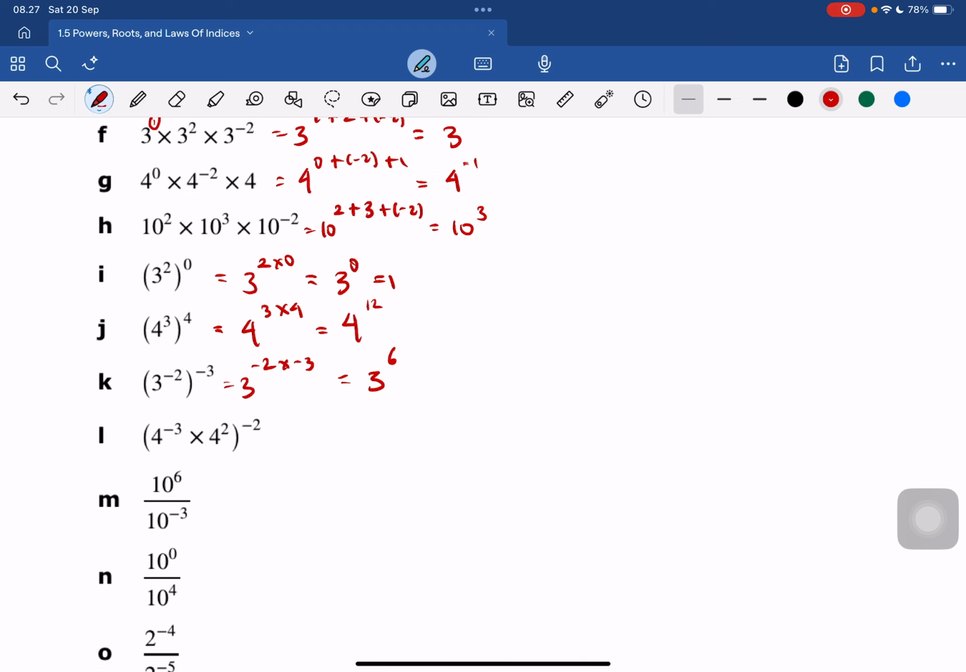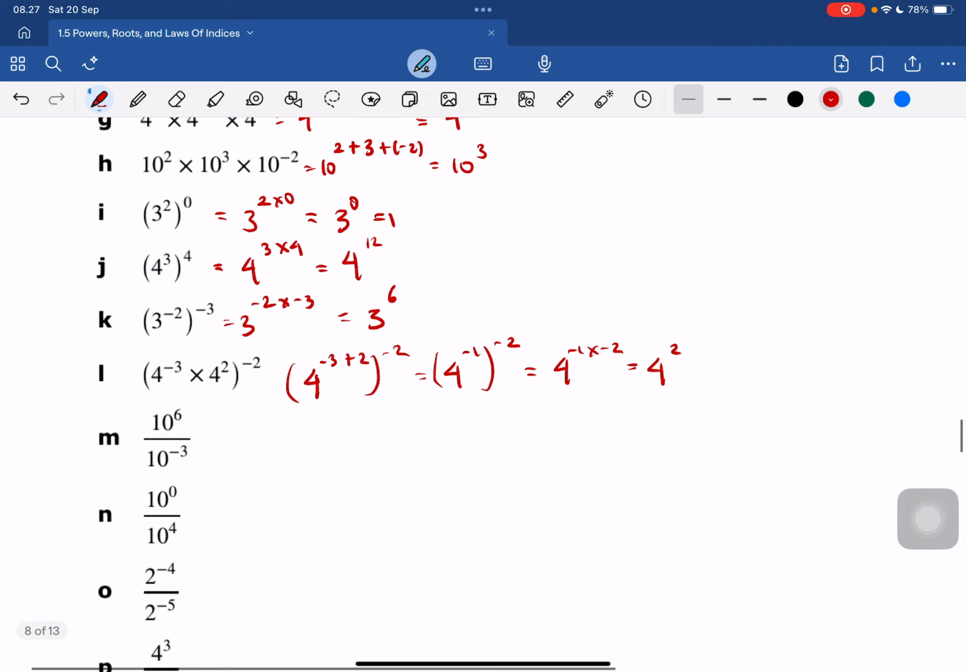Okay, we have the bracket first. Let's finish it. 4 power of minus 3 plus 2, so it's going to be 4 power of minus 1, and we power again with minus 2, so it's going to be 4 power of minus 1 times minus 2, equal to 4 power of 2.